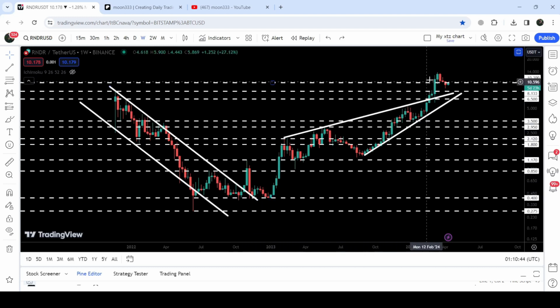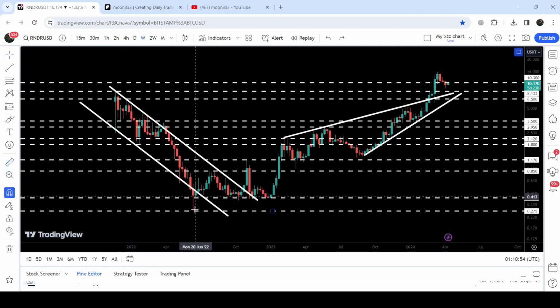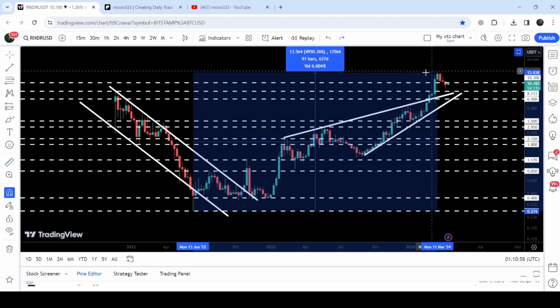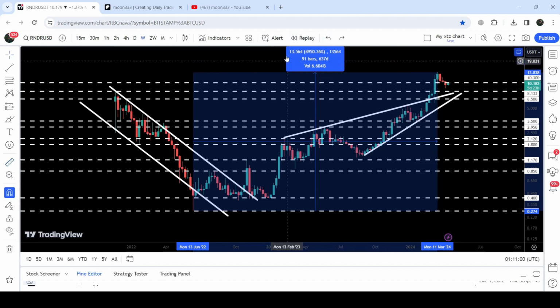And you can see that this was a very massive rally. It rallied up to $13.83. And if I place this measurement tool from this low of June 2022 up to this high, then you can see that it has rallied almost 5,000%.